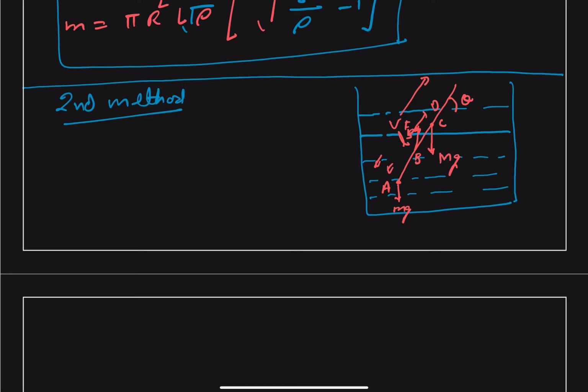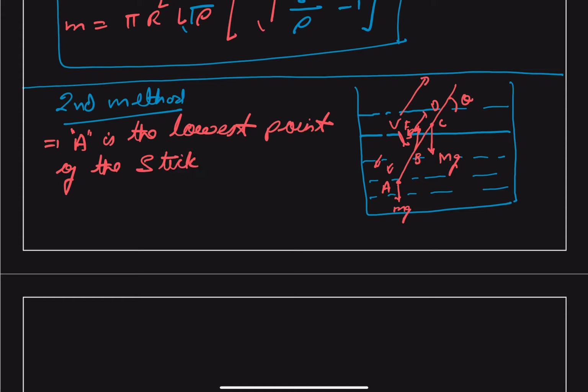So we start to explain this diagram basically. So we say A is the lowest point of the stick where mass small m is attached.